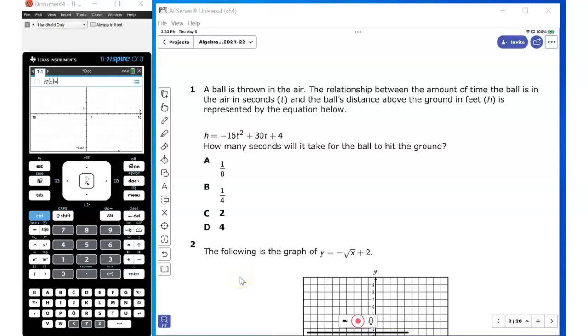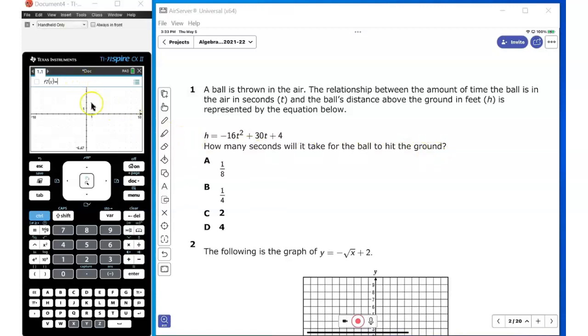This is the review for the semester exam, second semester exam, and I'm going to go ahead and do number 1. A ball is thrown in the air. The relationship between the amount of time the ball is in the air, seconds t, and the ball's distance above the ground is represented by this equation. How many seconds will it take for the ball to hit the ground?